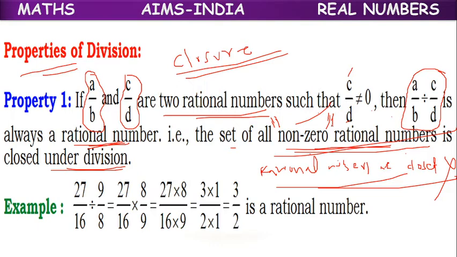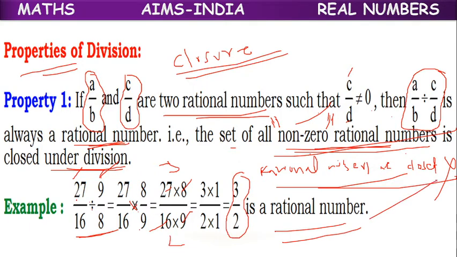It means if we have two non-zero rational numbers and we divide them, how to divide them? We can change division into multiplication. For the second one, we have to take the reciprocal. So 9 3 times 27, 8 2 times 16. So the result is 3/2. It is also a rational number. So rational numbers obey the closure property under division, but only non-zero rational numbers.